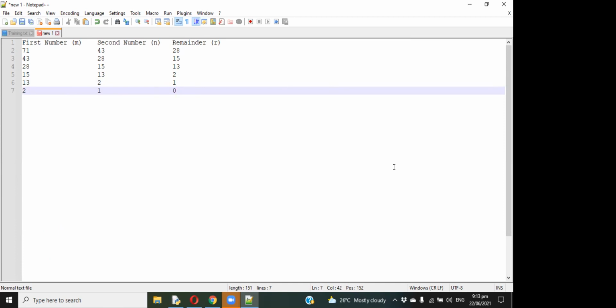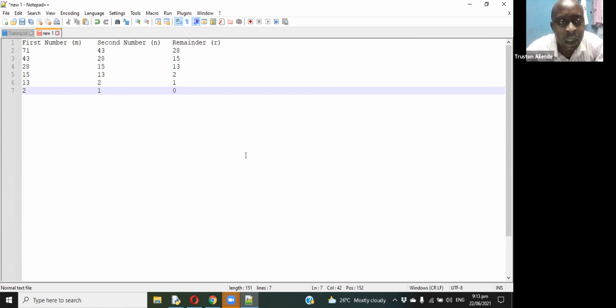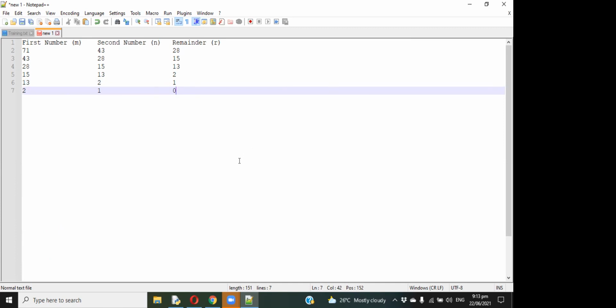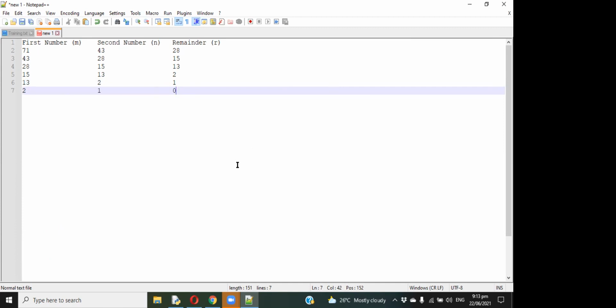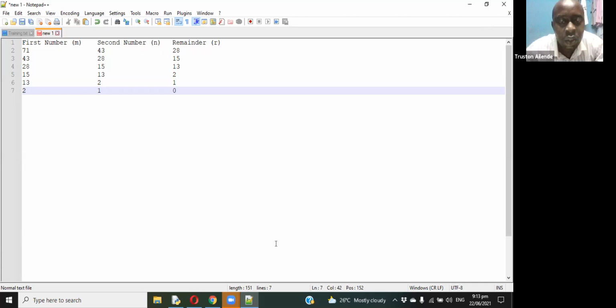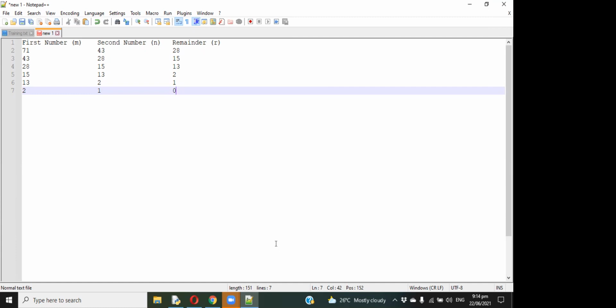Challenge 3 will be to program it. Do you understand, guys? Challenge number 3 will be to write a Python program that will find the HCF of 2 numbers. Don't worry, it's easy. It's in the book.